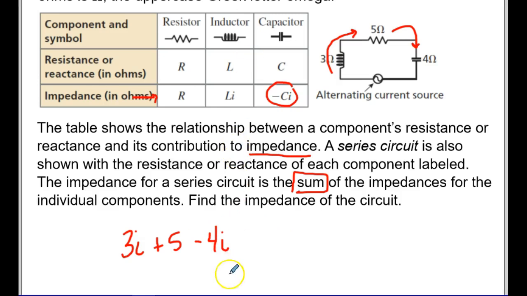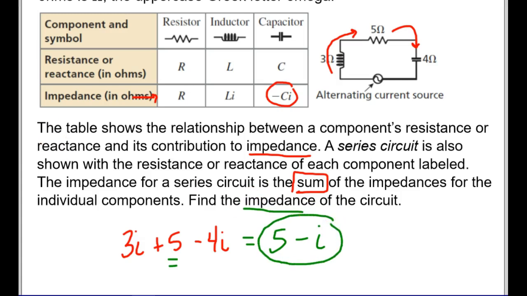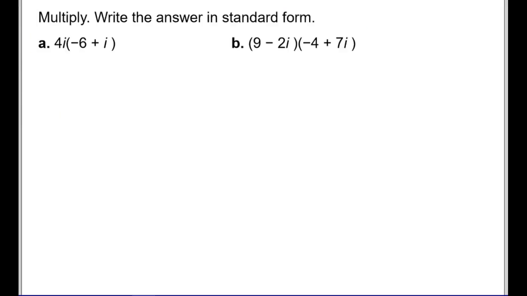Well, so now I'm adding these all together so I can find my common terms and simplify. I see I only have one real value, so I do that first. And then I have 3 minus 4i minus i. So the impedance of my entire circuit is 5 minus i. So again, we're just looking at real pieces and the imaginary pieces and looking at them separately.